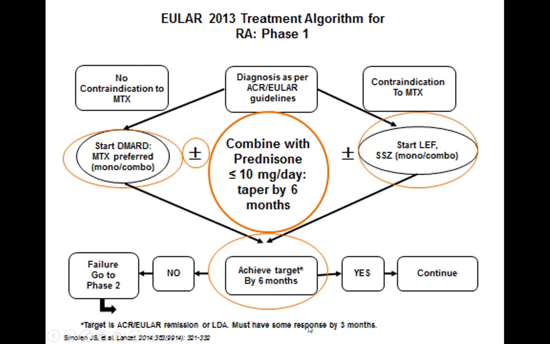And the same thing goes with the EULAR. The big difference here is they make a recommendation of combining it with prednisone up front and a preferred methotrexate mono versus the oral agents of leflunomide or sulfasalazine.